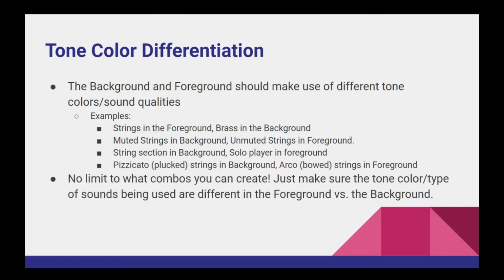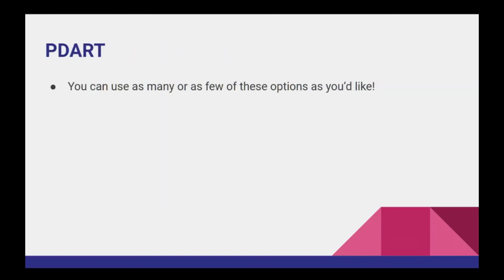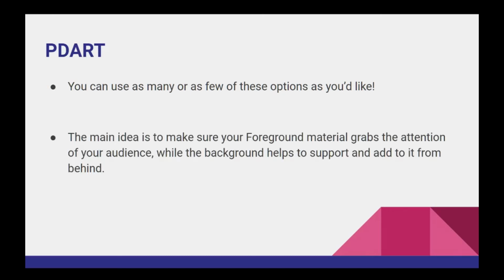As long as you keep an open mind and get creative with the type of sound your players are using, you want to make sure that you find a way that your foreground has a different sound than your background. Now, you can use as many of these strategies or as few of these strategies as you'd like when you're orchestrating your music. The main point is just to remember that you want to make sure your foreground material grabs the attention of your audience, while the background material helps support it by adding to it from behind.